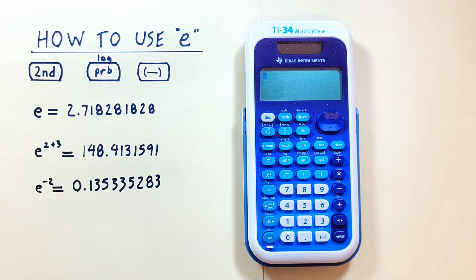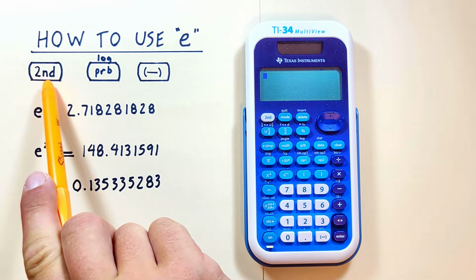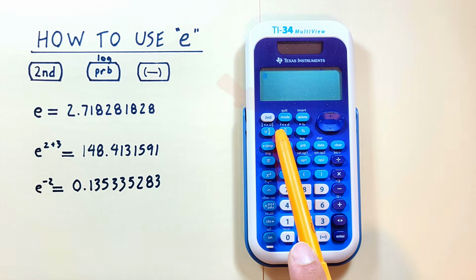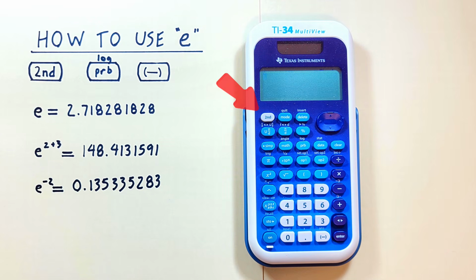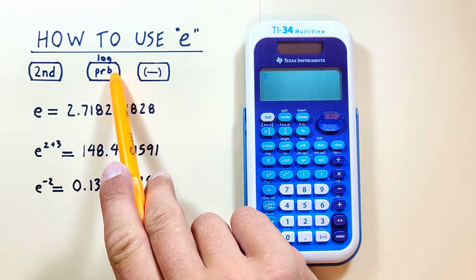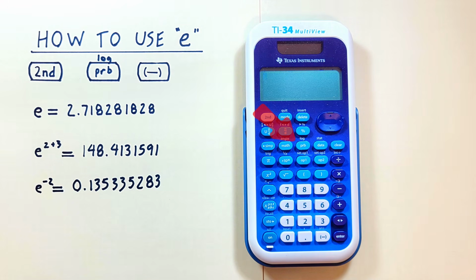I'm Rick, and in this video we're going to have a look at how we can use E, or Euler's number, on the Texas Instruments TI-34 Multiview graphing calculator. To do this, we'll use the second function key that looks like this, located here, the probability key with the second function of log that looks like this, located here, and the negative key that looks like this, located here.